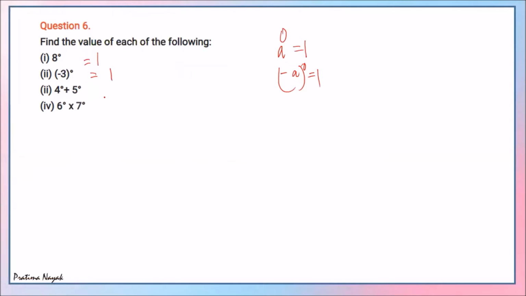Next is 4 to the power 0 plus 5. The 1 plus 1, that is 2. Then 6 to the power 0 is 1, into 7 to the power 0, which is 1. 1 into 1 is 1.